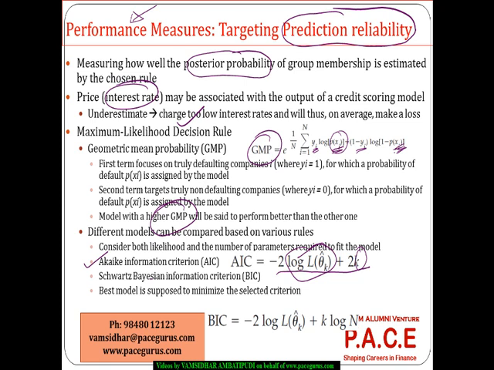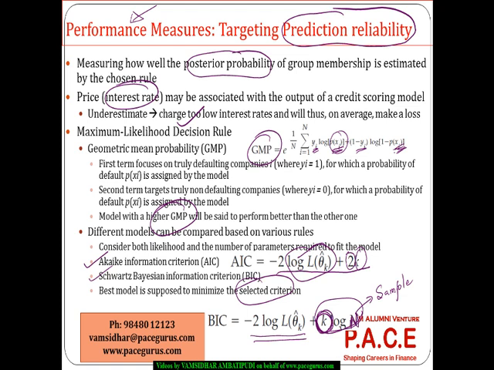Following the same logic, there is the Schwarz or BIC, Bayesian information criterion, which typically goes with -2 log likelihood function plus k log n, where n is the number of samples that we are considering. Here it is directly 2k, but there it is k log n. So the number of samples plays an important role. Whichever minimizes the selected criterion is the one we are typically going to use. So it is penalizing the number of parameters.